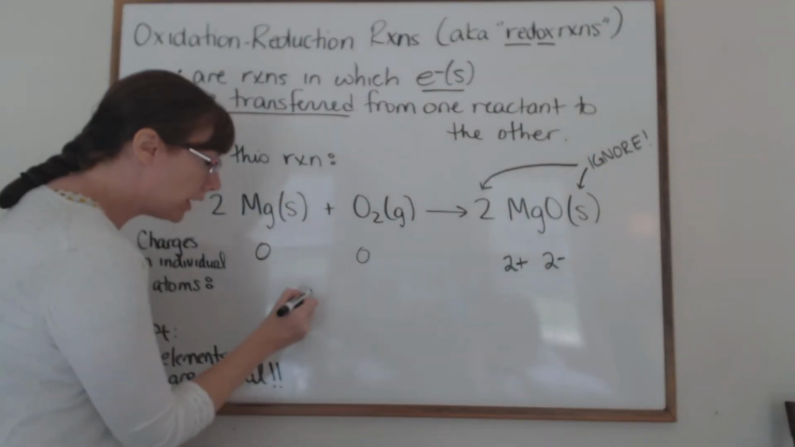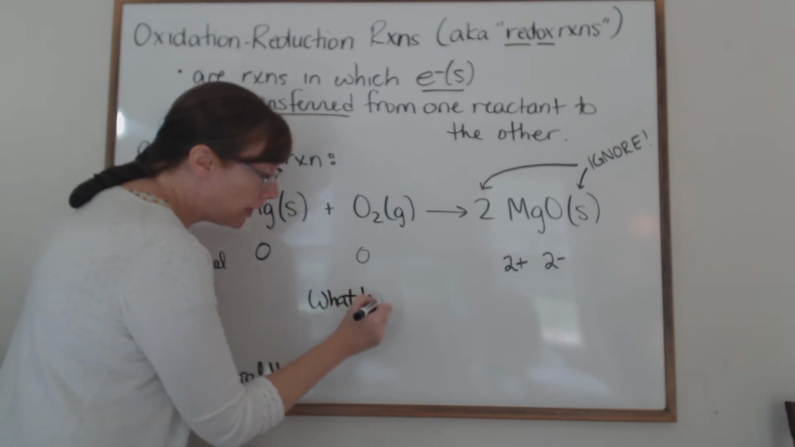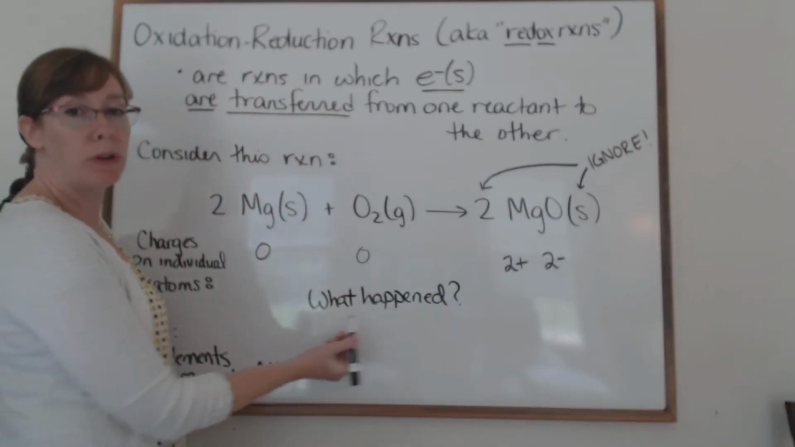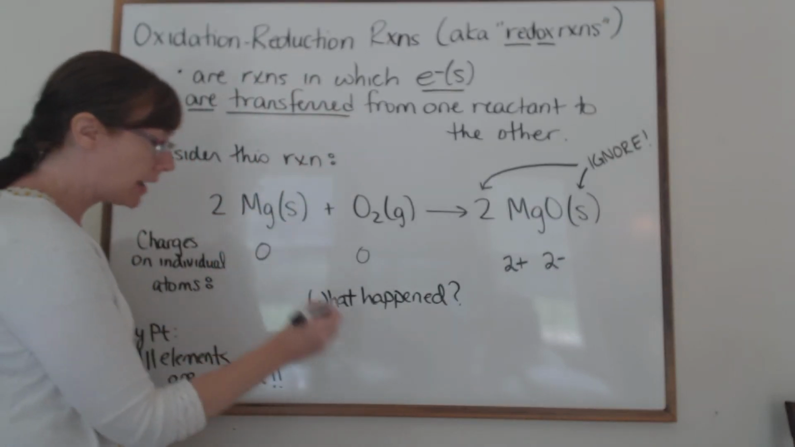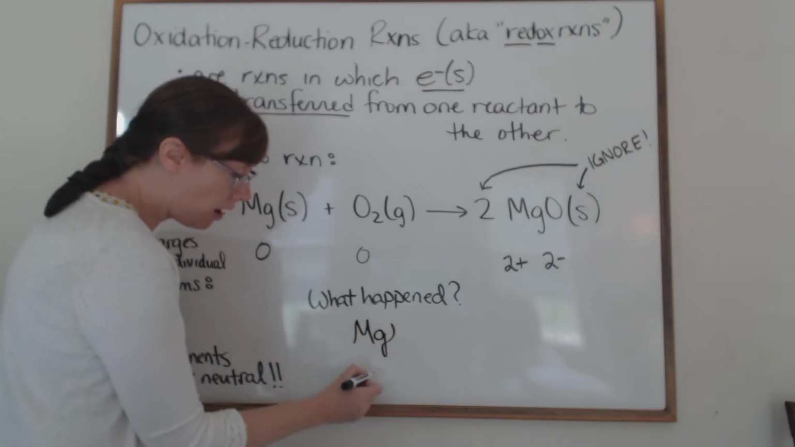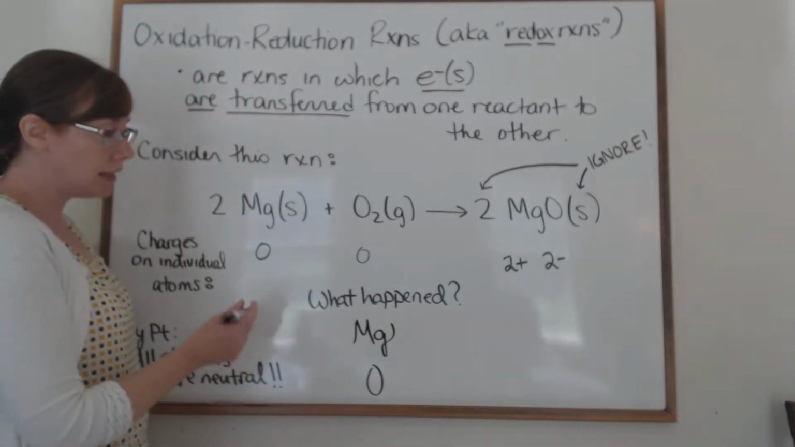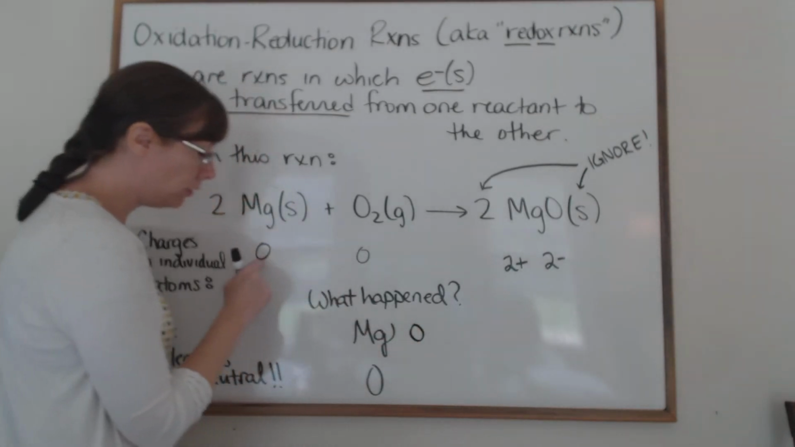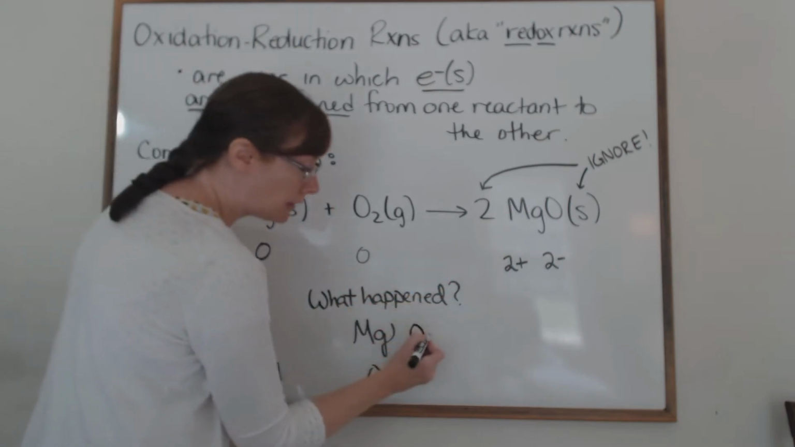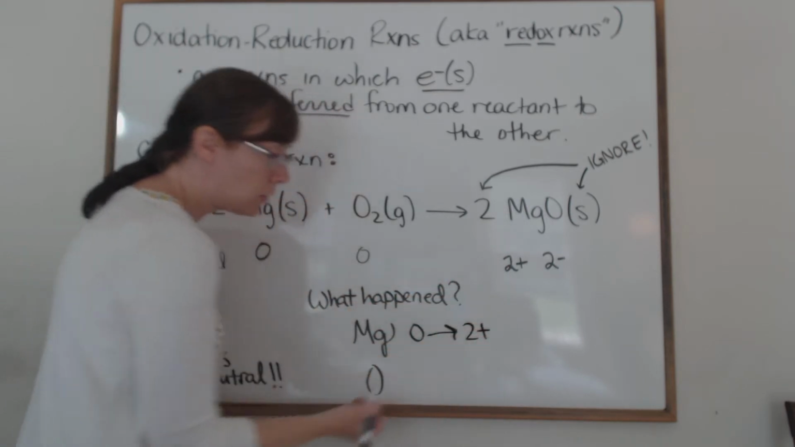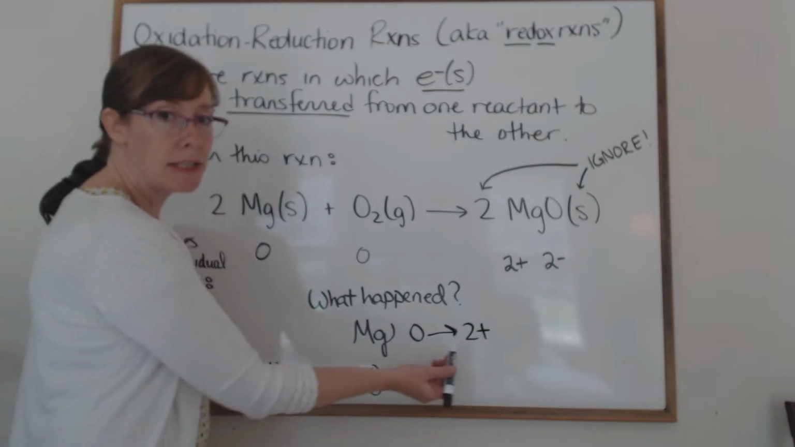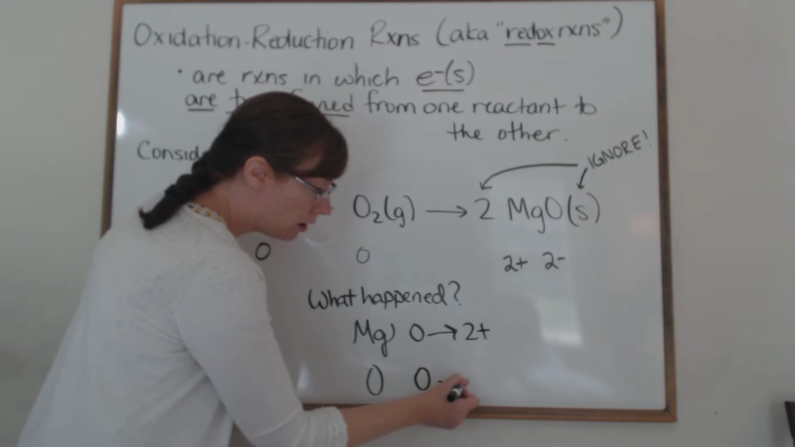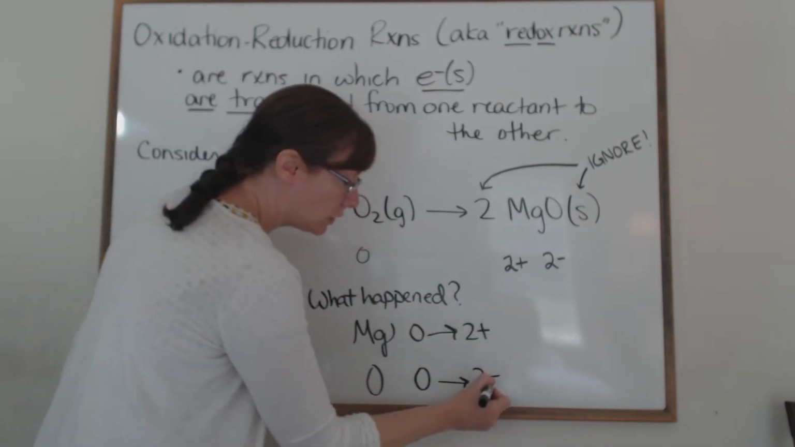So now we want to ask the question, what happened to these atoms during the course of this reaction? Basically, we're telling everybody's story. So we have magnesium atoms, and we have oxygen atoms. Let's analyze what happened here. Magnesium went from being neutral, or a 0 charge, to a 2+ charge. I'm basically breaking down each type of atom and telling its story. And oxygen went from a 0 charge to a 2- charge.